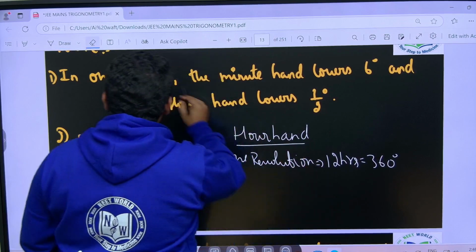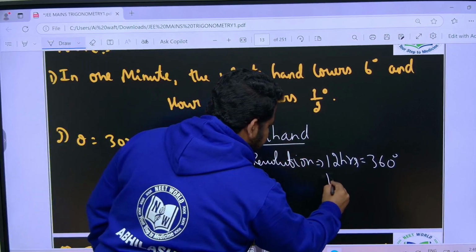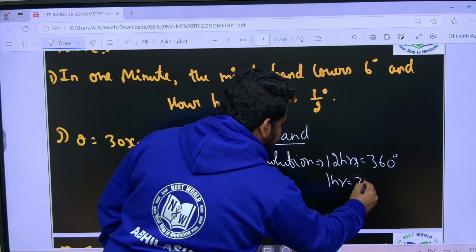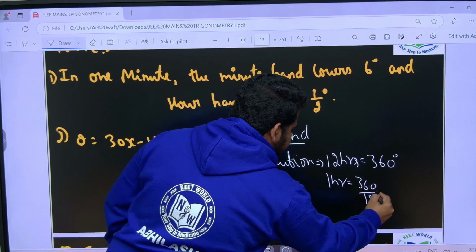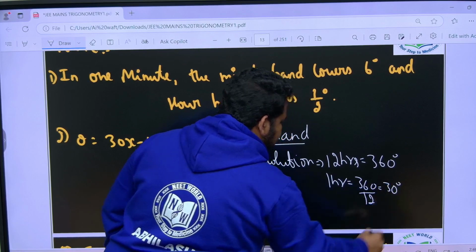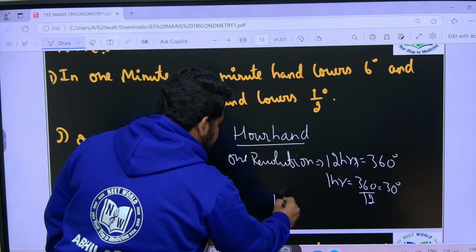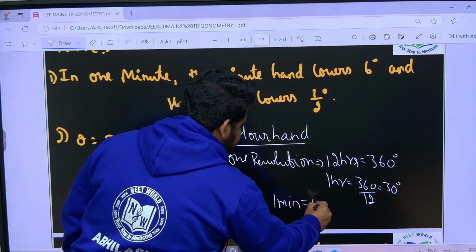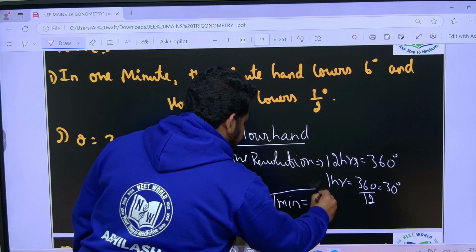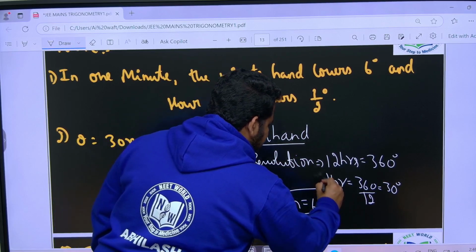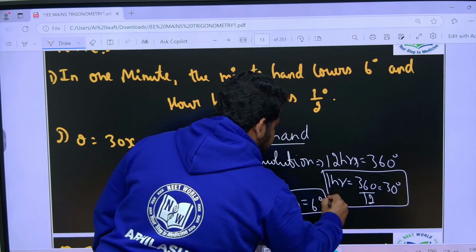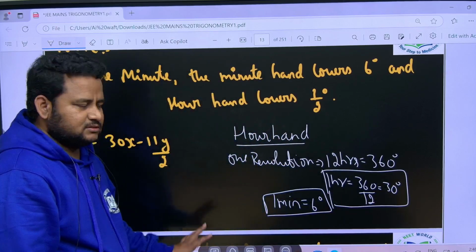So friends, in 1 hour it will cover 360 by 12, that is equal to 30 degree. Similarly, you can see 1 minute it will cover 6 degree. You should remember this. 1 minute is equal to 6 degree and 1 hour will cover 30 degree. Got it, friends? Simple.